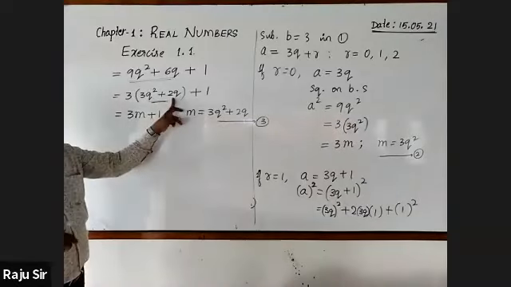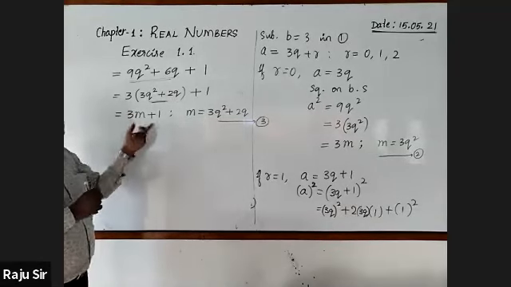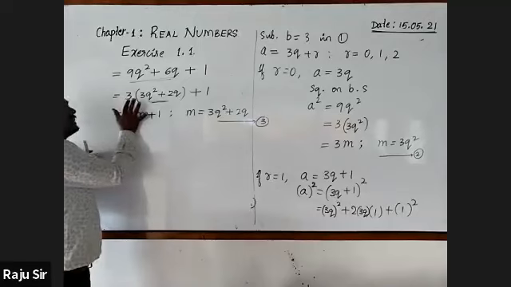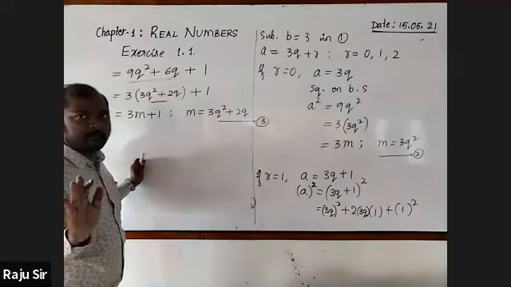Sir, can you take q also as a common factor? You can take q as a common factor, but here we know that it should be expressed in the form of 3m plus 1. Hence, I have taken only 3. Understood? Yes, sir.